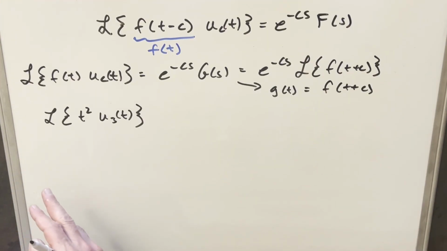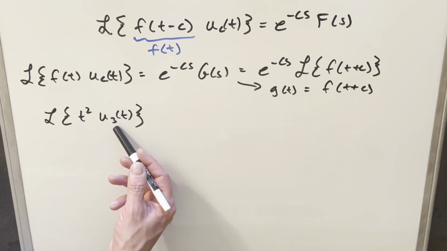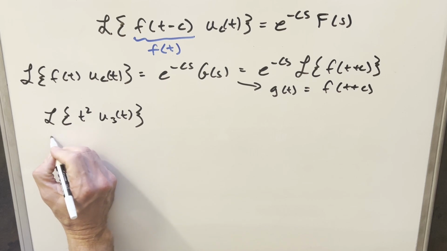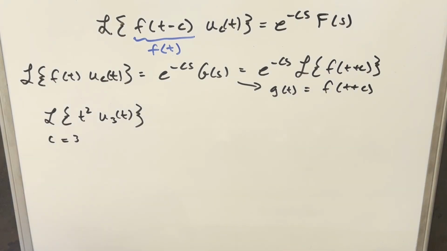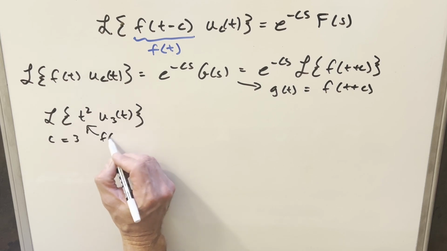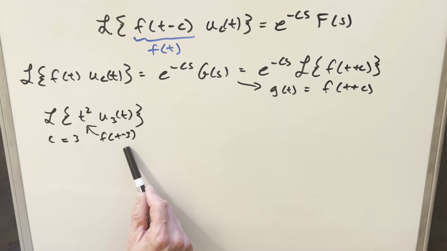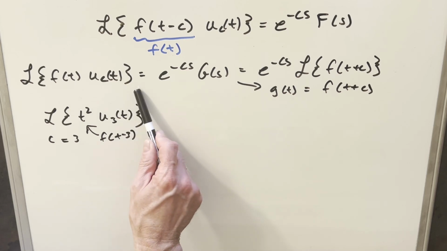For my example here, I want to look at the Laplace transform of t squared times the unit step function at 3. To start, just notice that our c value is clearly 3. For our first option, we'd really like to use the first formula, so we'd like this to be f of t minus 3. We would like t squared to already be shifted like this, but it's not. So that's where we'll use this formula.